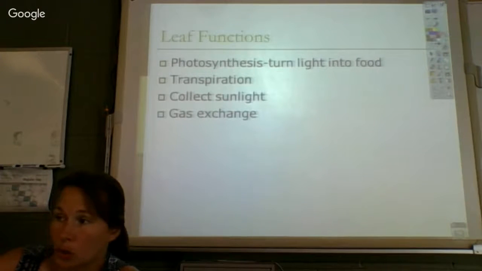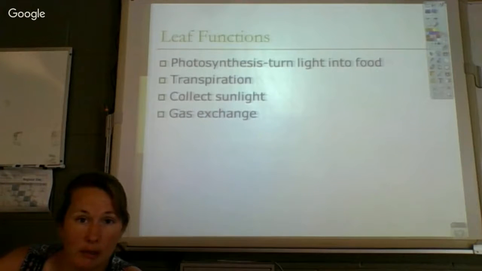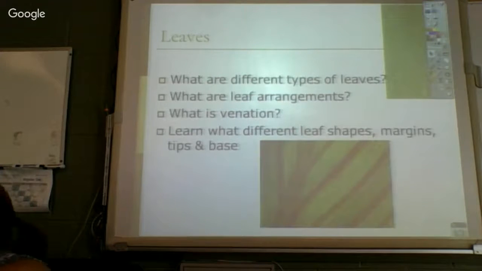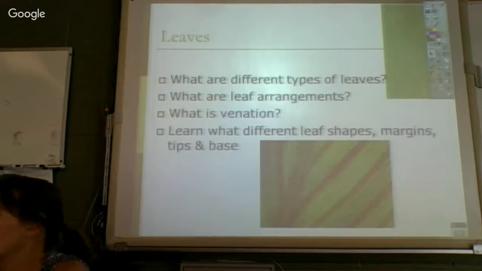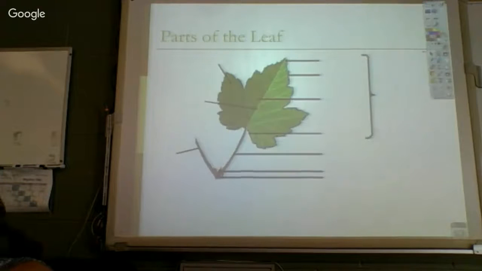Those same holes that allow transpiration to happen also allow gas exchange to happen. So those are the functions of the leaf. Very important functions. These are the questions we're going to answer today. Different types of leaves, arrangements, venation, different shapes, margins, tips, bases. So the first thing we want to do is identify parts of the leaf.